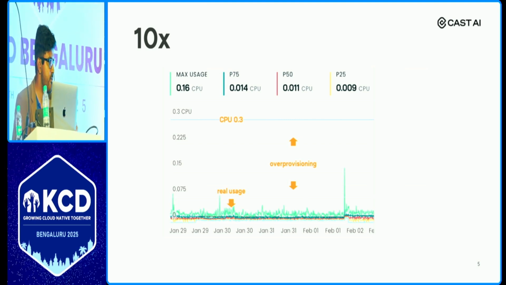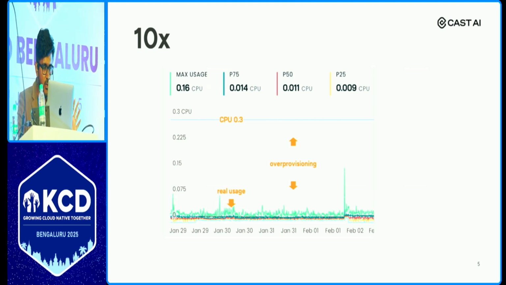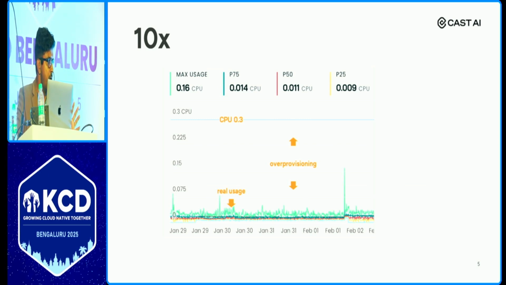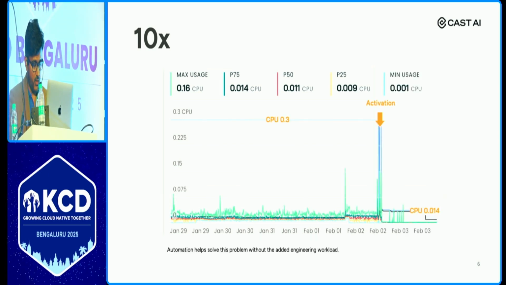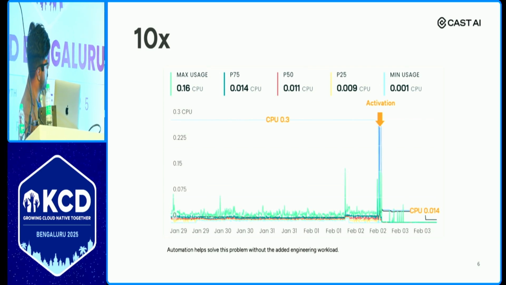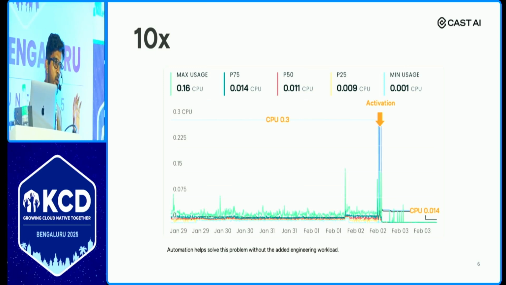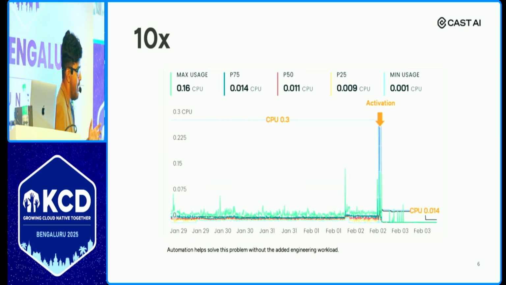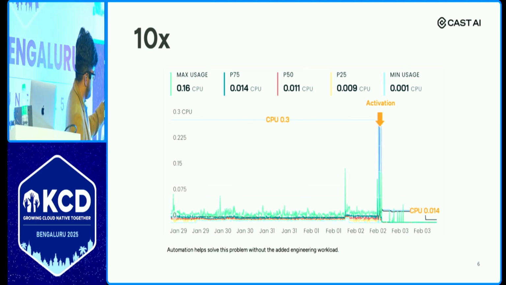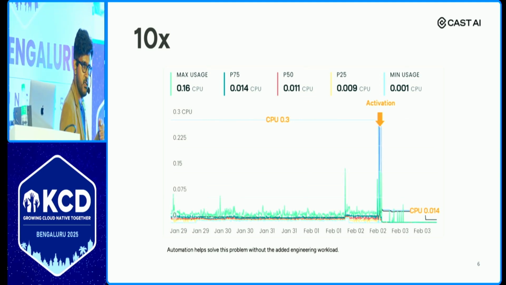You requested 300 millicore. The actual utilization was much less, I would say 10 to 15 millicore, right? What we did, we enabled the autoscaler there, and it cut the requirement down to 0.14. So 14 millicore is what the actual requirement is. You see the pattern, right? The agents check the real usage and do it automatically.